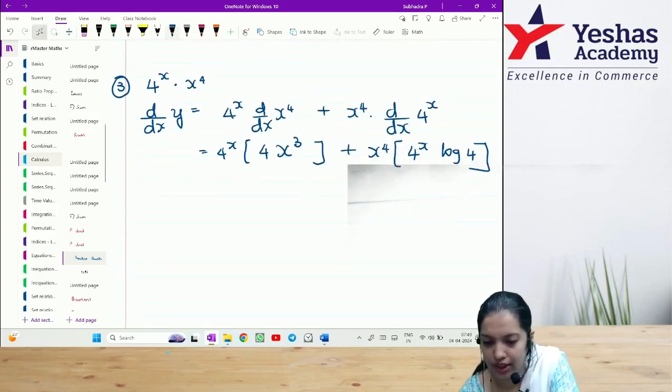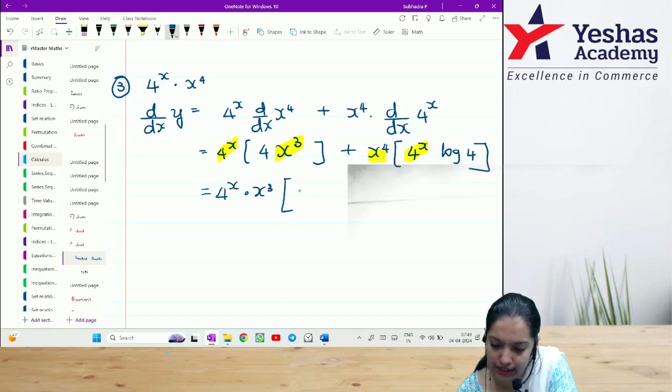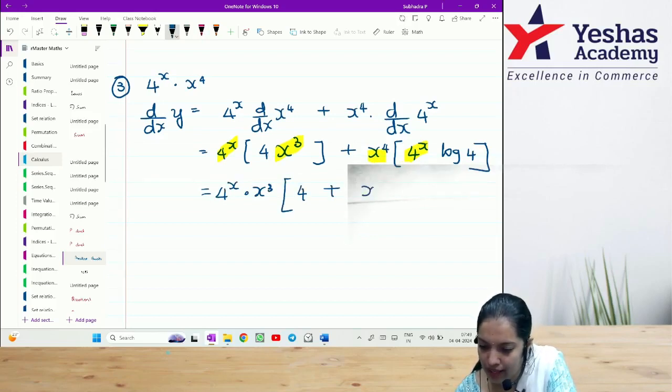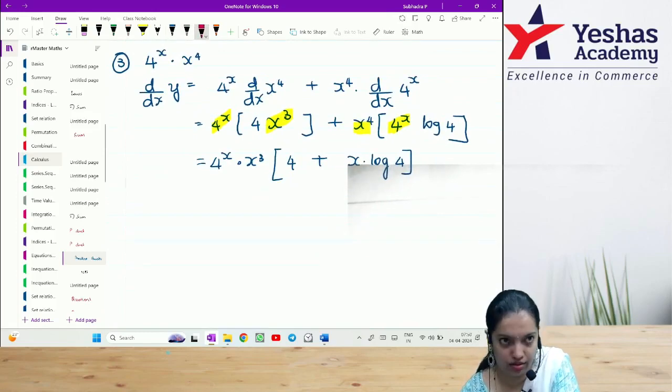Next, what is common? x cube is common. 4 power x is common. Let's take them outside. 4 power x into x cube. What is there inside the bracket? 4. What is there inside the bracket? x into log 4. Next, fourth one.